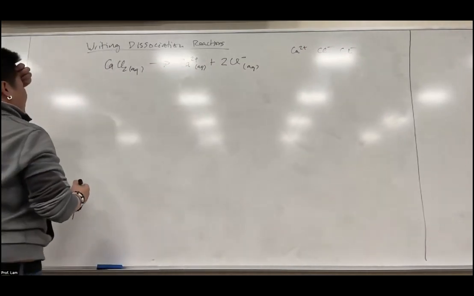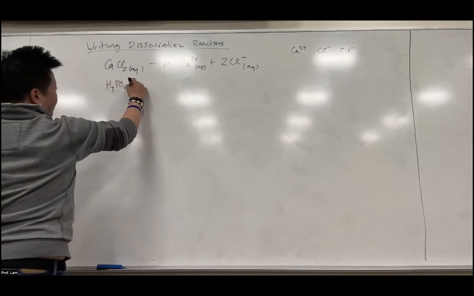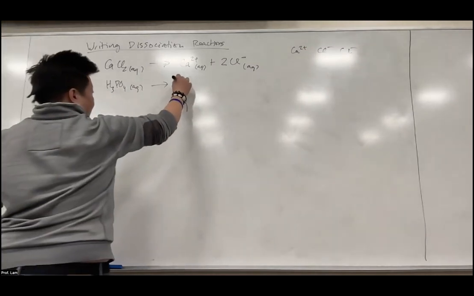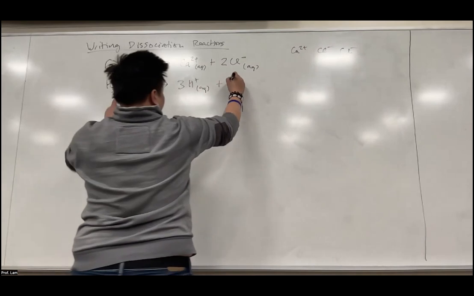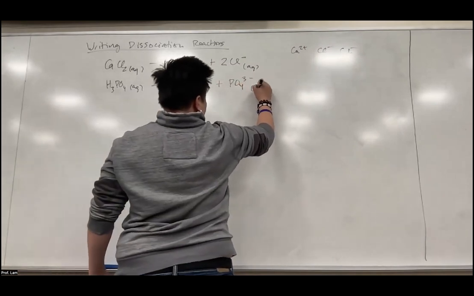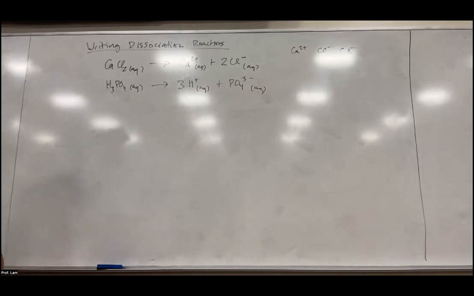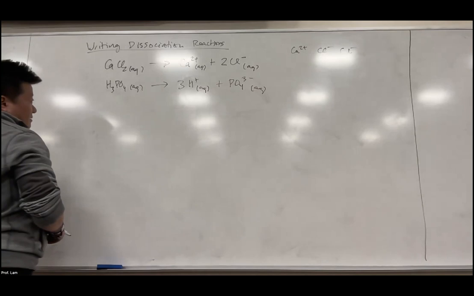Okay. Let's try another one. H3PO4 aqueous. You see there are 3 protons, so it's going to be 3 H+ aqueous plus PO4 3- aqueous. That's a phosphate. You guys know that, polyatomic. And let's see what else.